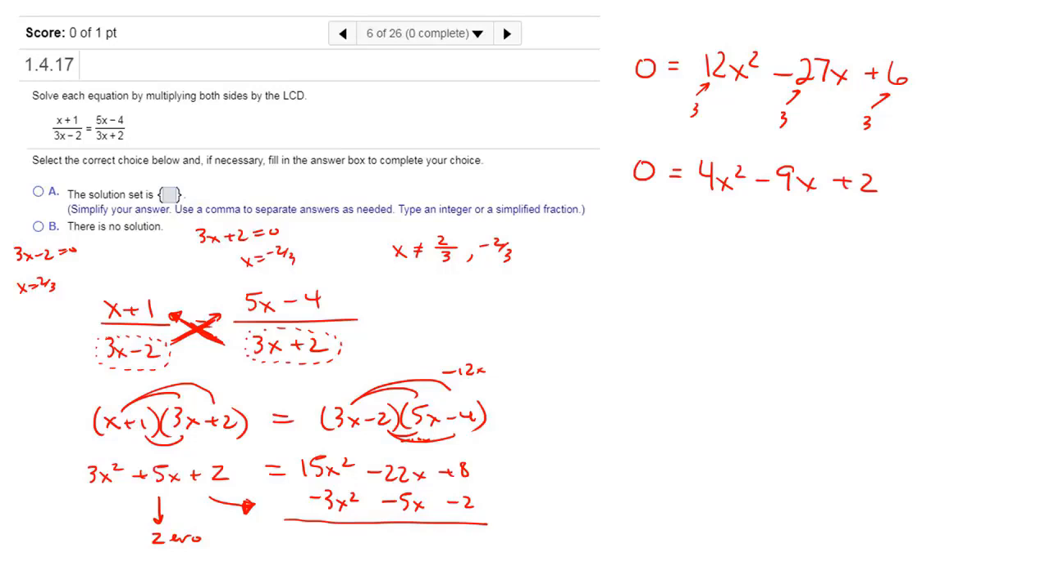Alright, guess and check for the factoring technique, or just possibly, can we get something that works here? So I'm going to go with 4x times x to give me that 4x squared.